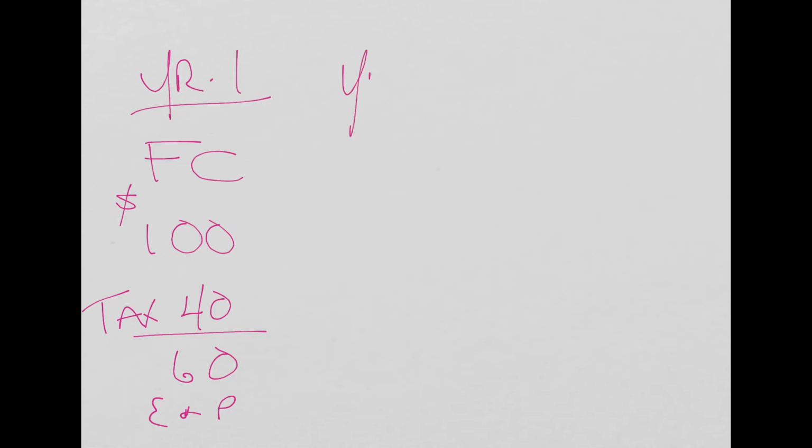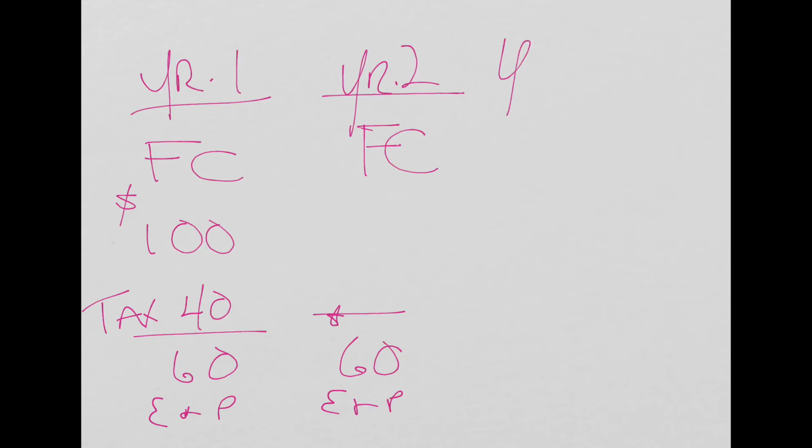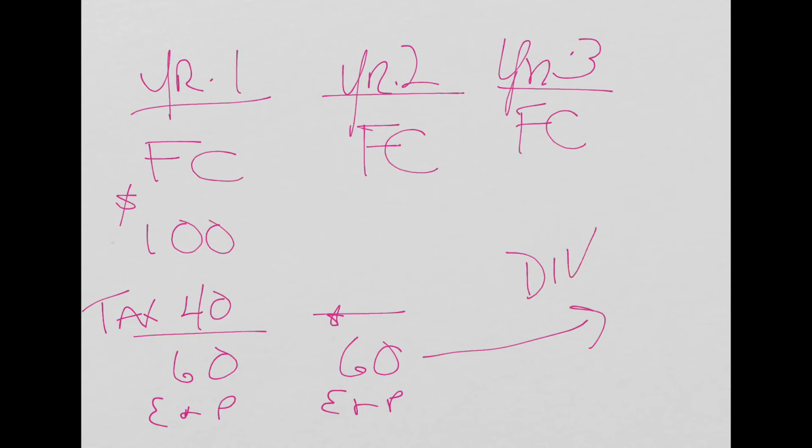Interestingly enough, year 2 comes along, and in year 2 the FC Corporation pays no dividend, continues to hold the $60 in reserve, thinking that it might use it for some other project. Year 3, the management decides that FC no longer needs to hold the E&P, so the E&P is now paid as a dividend in year 3 to the parent company, which is a U.S. corporation.